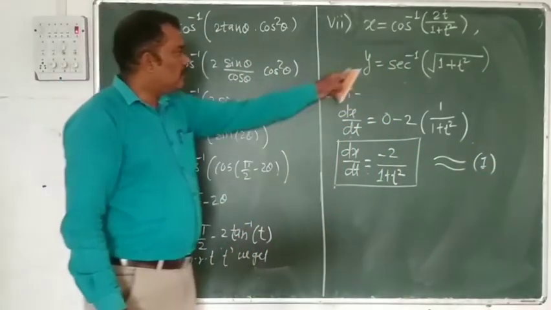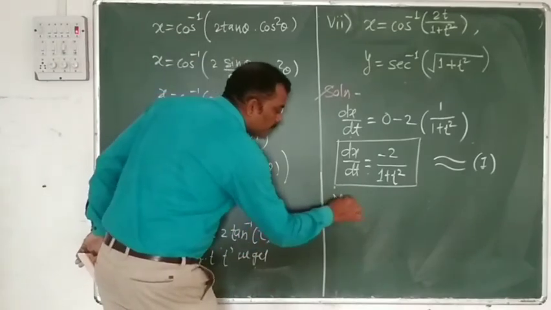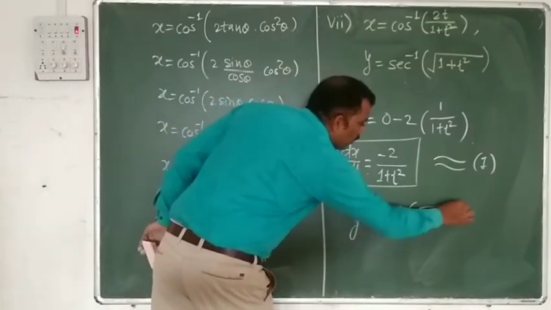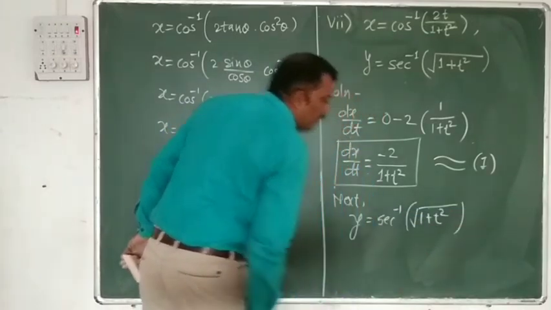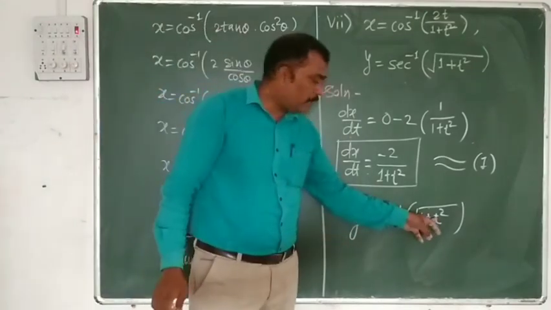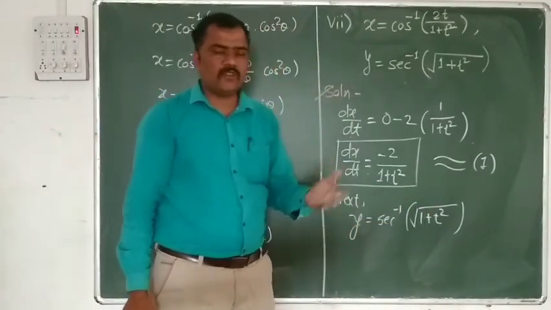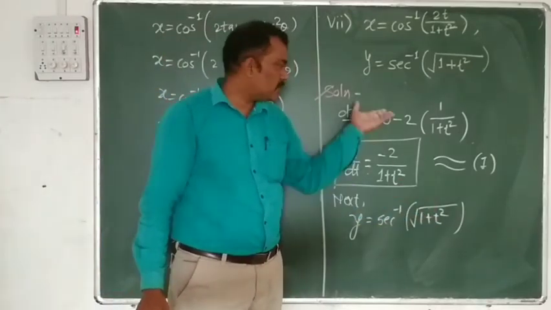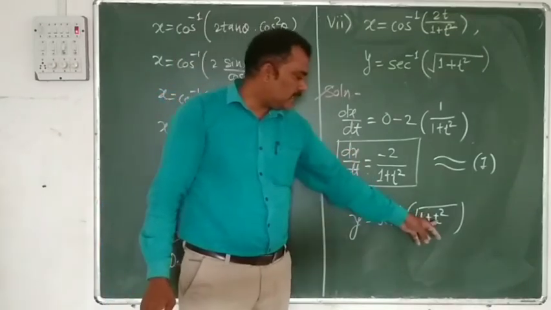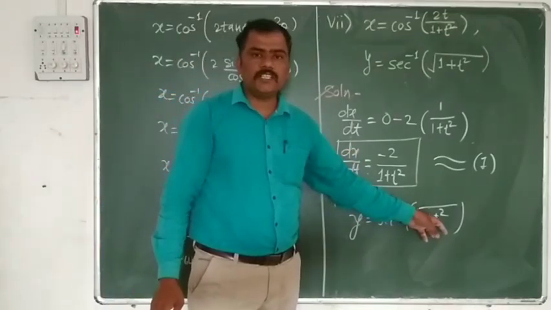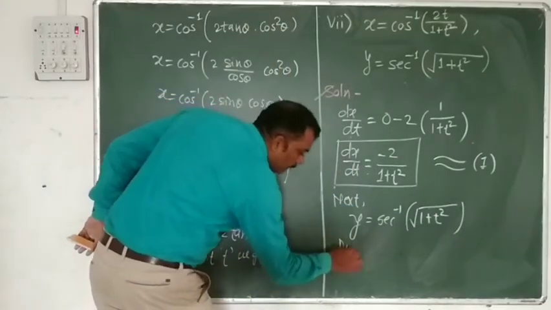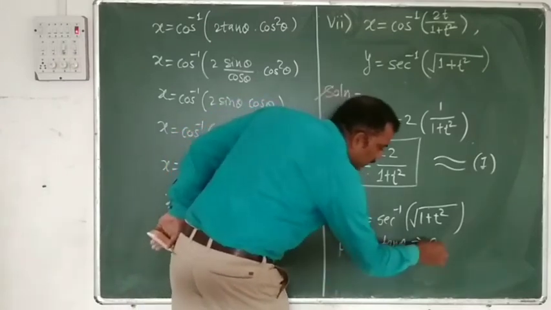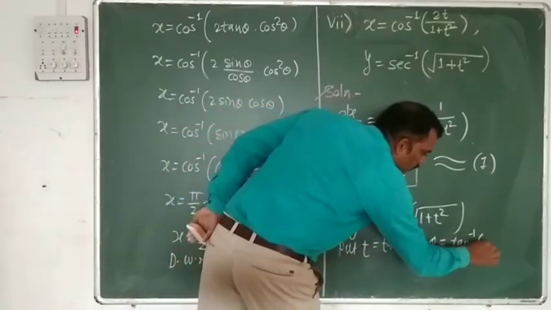Now we have to consider y. y is equal to sec inverse of under square root of 1 plus t square. Here also we have 1 plus t square, so we have to replace t by a trigonometric function: sin, cos, tan, cot, sec or cosec. Which trigonometric function is suitable? As we already discussed previously, we put t is equal to tan theta. This implies that theta is equal to tan inverse of t.